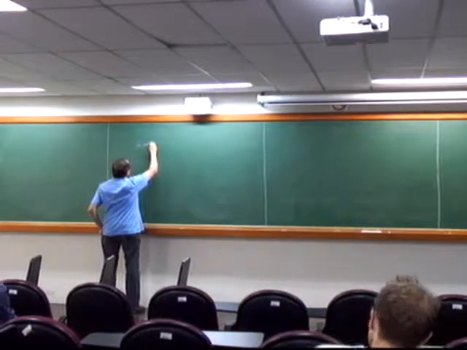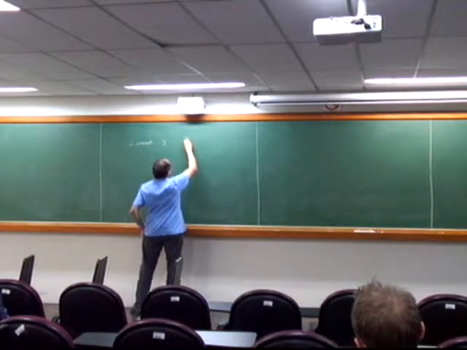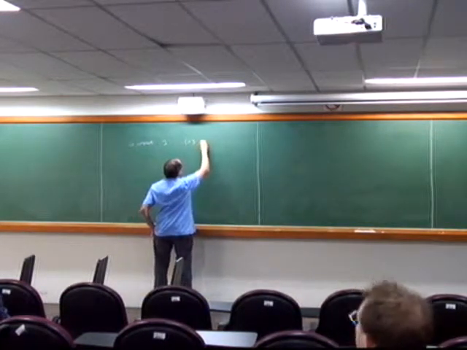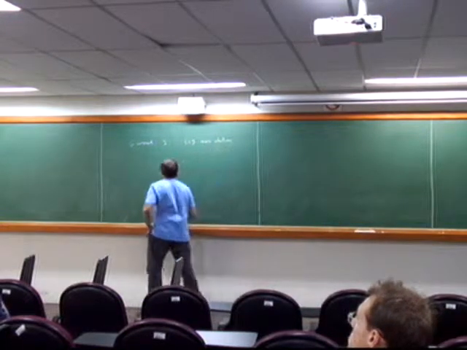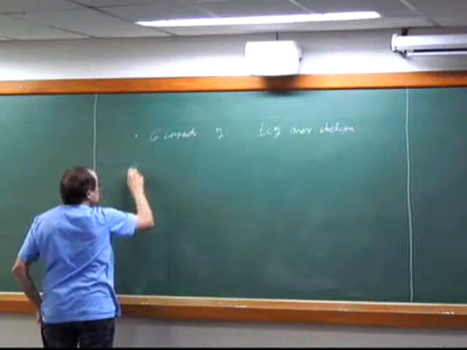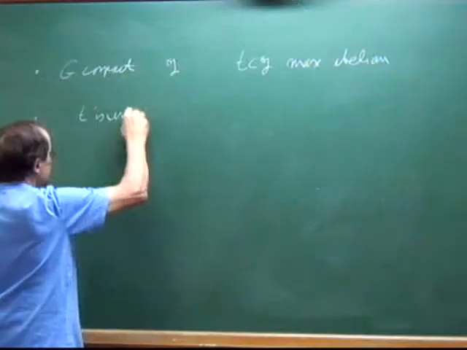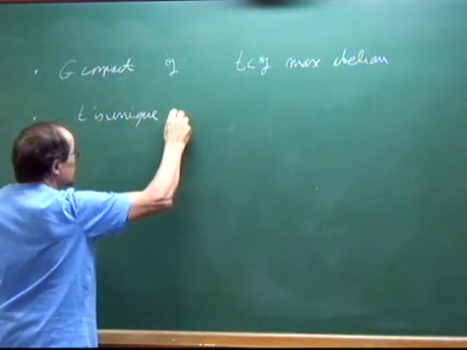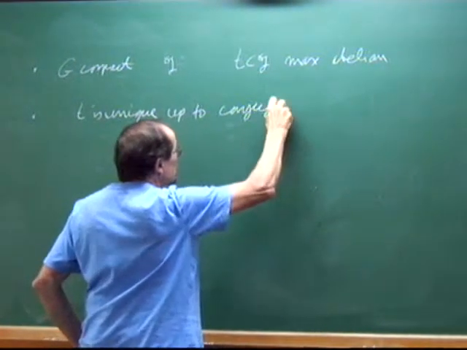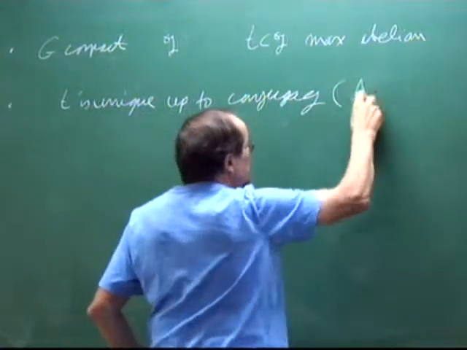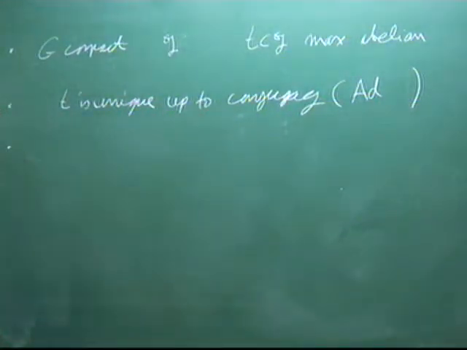G was a compact Lie group. Then we looked at the Lie algebra g, and we looked at subalgebras which are maximal abelian, which always exist. And then the property was that T is unique up to conjugacy, so in other words, up to Ad. I can take one into another with the adjoint representation.